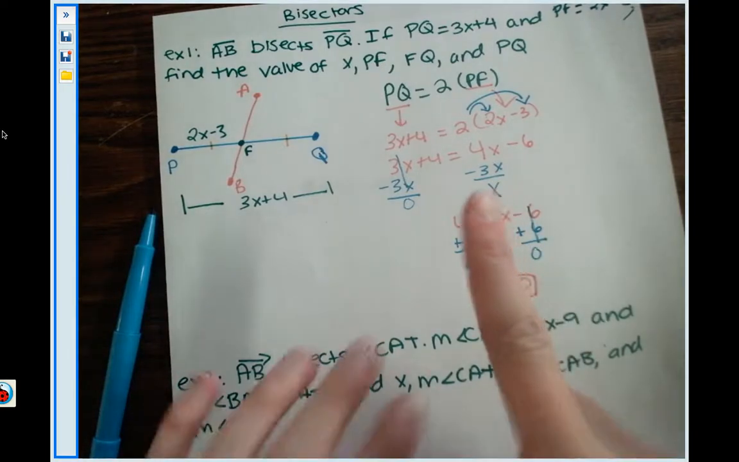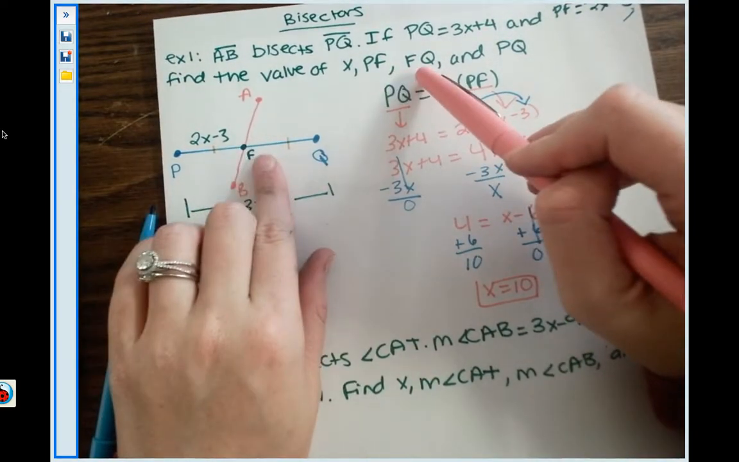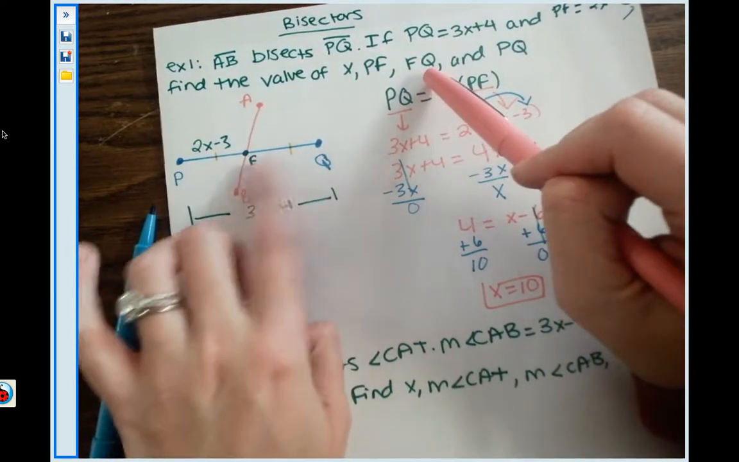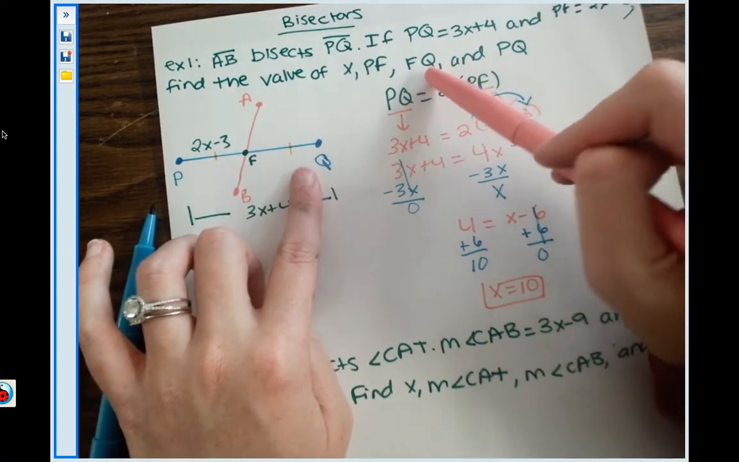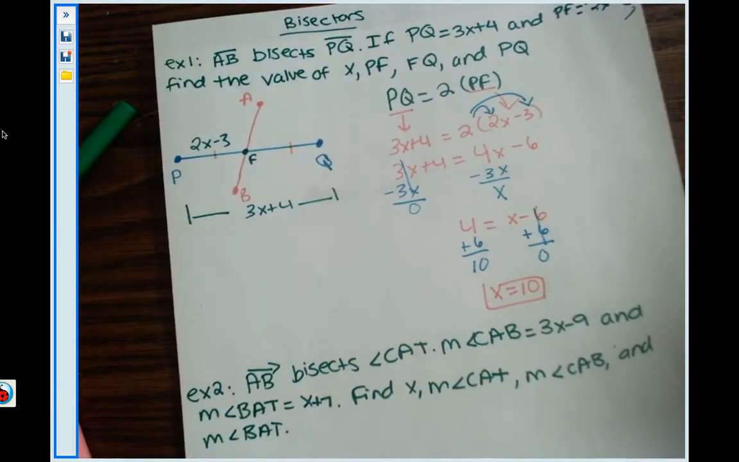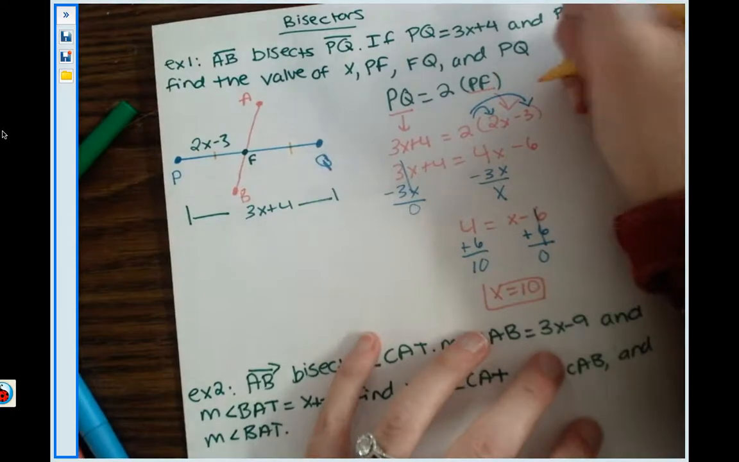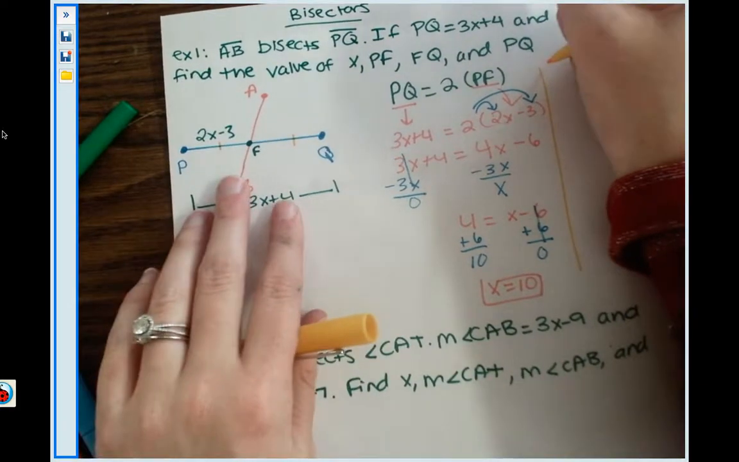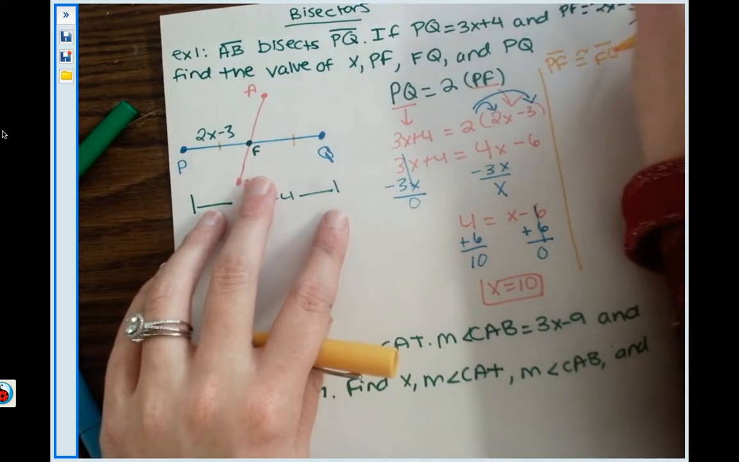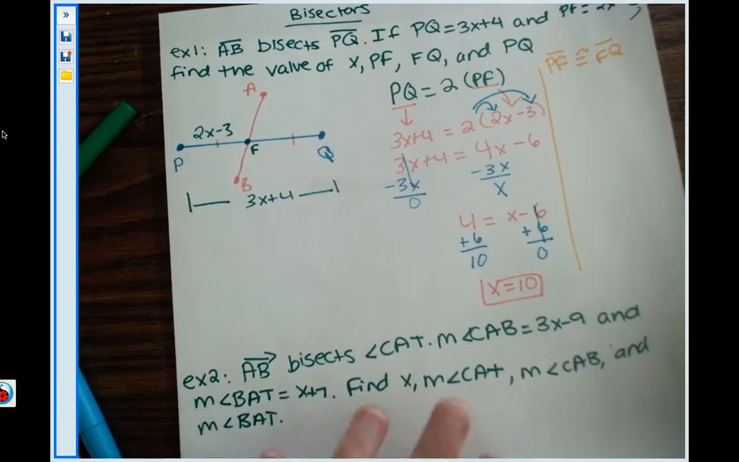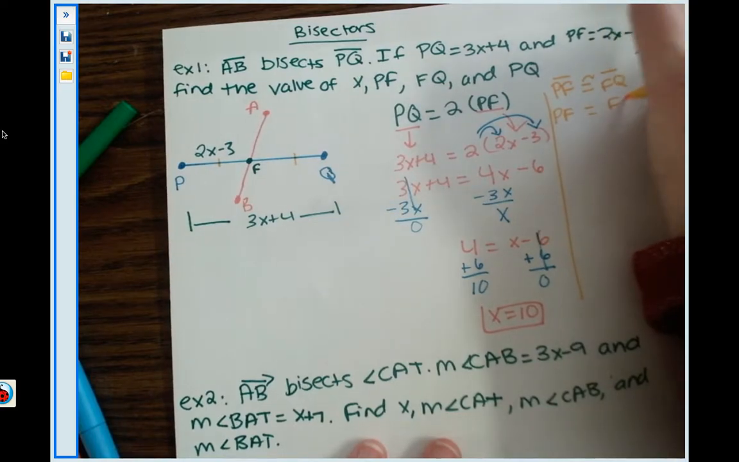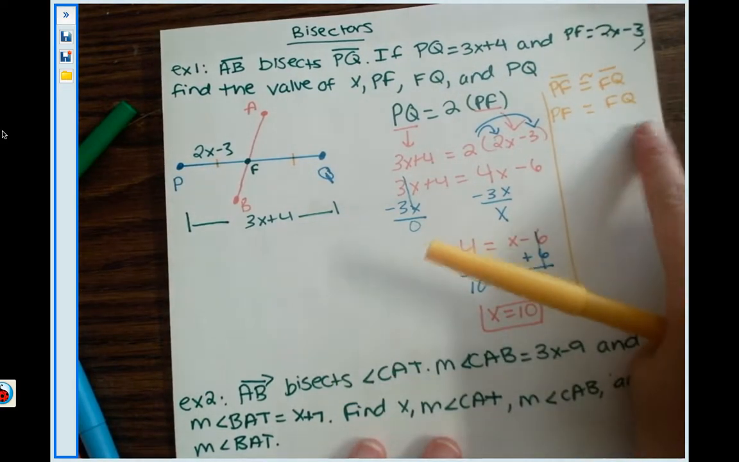But I'm not done. I need to find PF, FQ, and PQ. I know that PF and FQ are congruent, which means that their segment lengths are equal. So if I find one of these segments, I can easily find the other. So I'm going to do that over here, you guys. I'm going to break this off. So I know that segment PF is congruent to segment FQ. And if these objects are congruent, it means that their lengths are equal. So the length of PF equals the length of FQ. So if I find PF, bam, I've instantly found FQ.